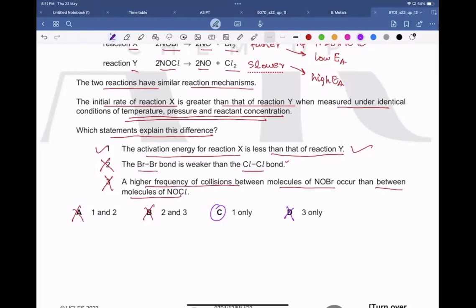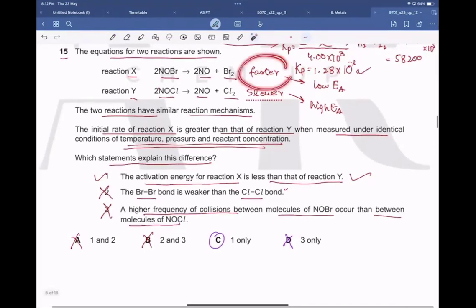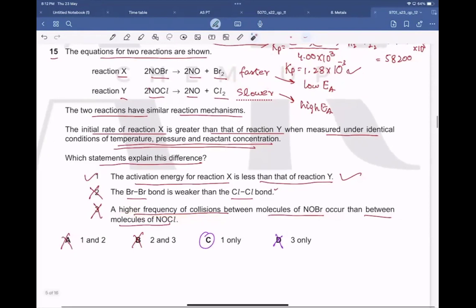Because in 3, they are saying that, see, there is a higher frequency of collision. They are not asking about the successful collisions. Yeah, obviously, there would be a higher frequency of successful collisions, that's why the reaction rate is faster. But if they are talking about the frequency of the collisions, it's not higher. The overall frequency of both the reactions is going to be same because both the reactions are occurring at same temperature, pressure, and same reactant concentration. Did you get, Adina?